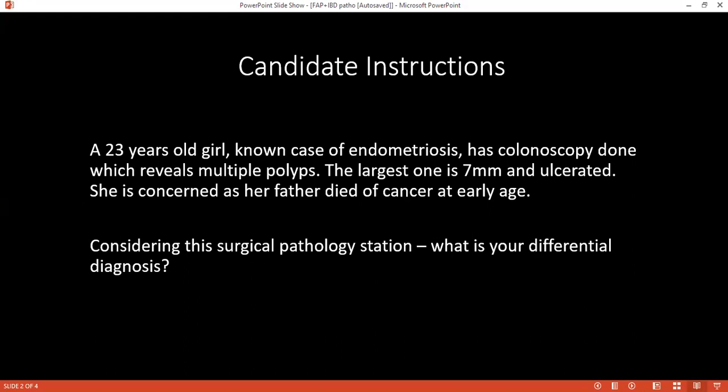It could be Lynch syndrome and maybe hamartomatous polyp, Peutz-Jeghers syndrome. How would you confirm your diagnosis?